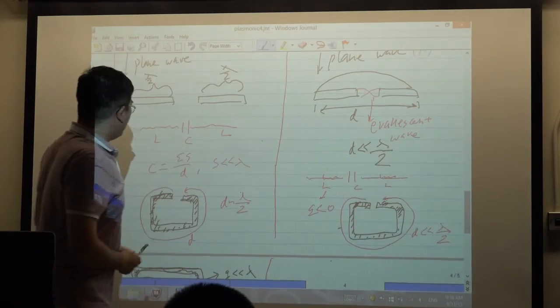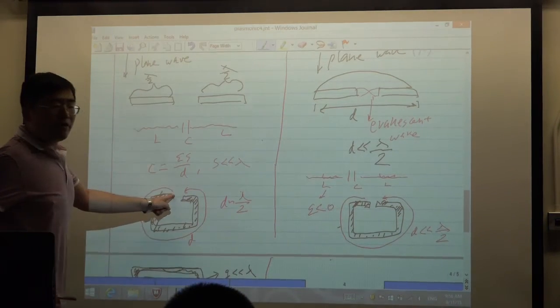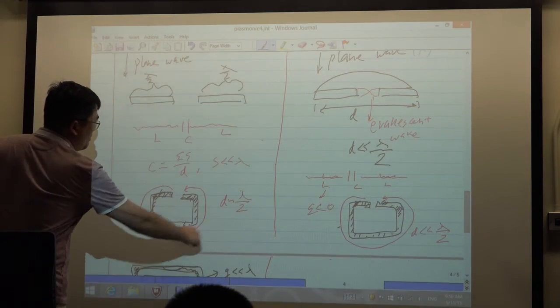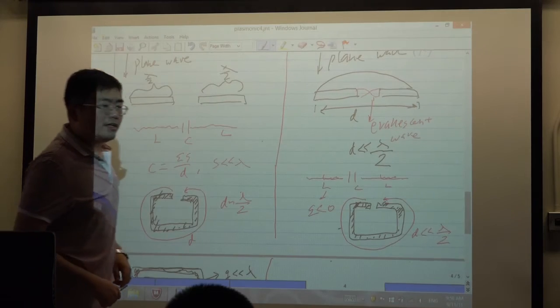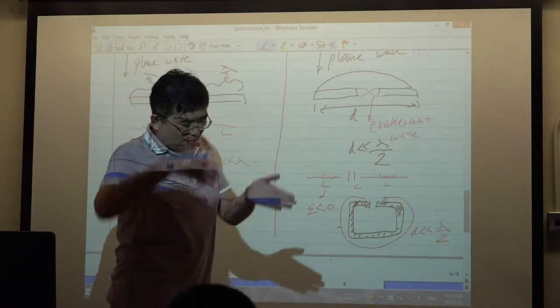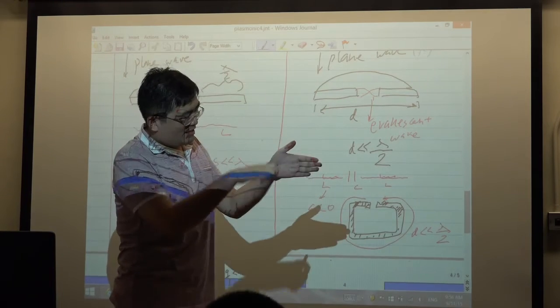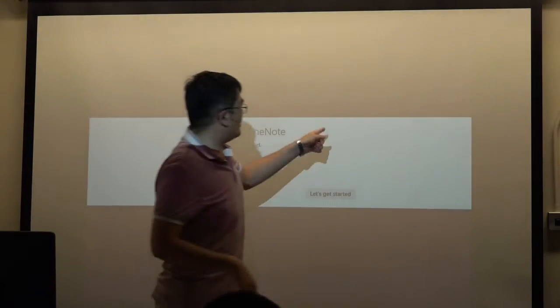But for microwave here, because it's zero, this is open. For microwave, this is like a standing wave. When you say zero, I mean current is zero. The reflection is minus, so it is zero. Here is not zero.